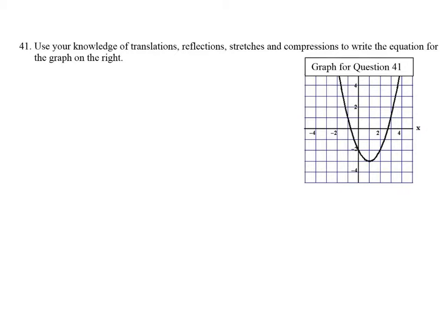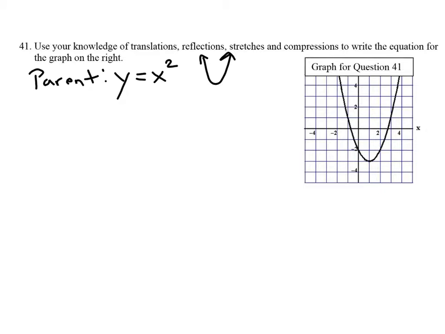But we can think about it in a similar way, which is to first think about what the parent function would be in this case. Since this graph is a parabola, we would expect the parent function to be y equals x squared. This is the graph that has that basic shape that we see in the picture. So that's our starting point.